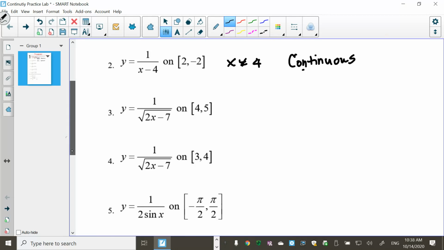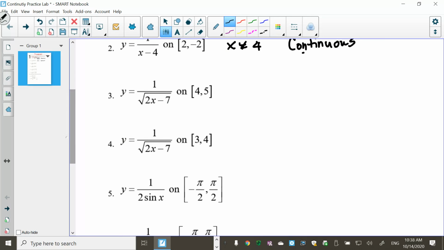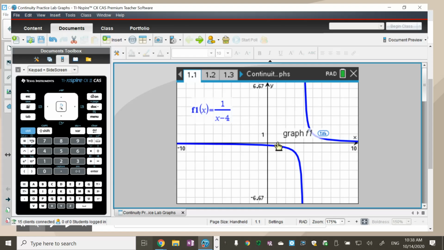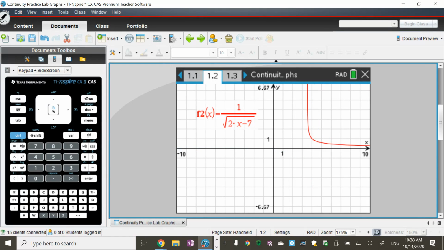All right, let's try this next one. I've got the same function twice. I graphed it, 1 over the radical of 2x minus 7. So that's right here. As you can see, it looks like right in here there's a vertical asymptote, and then it looks continuous over here. So we just have to figure out where that is.